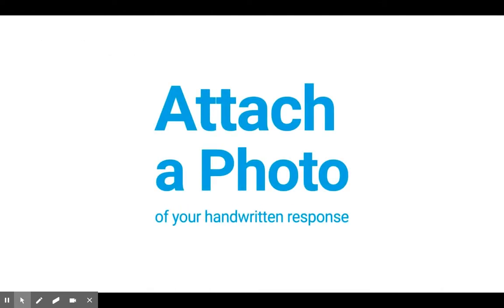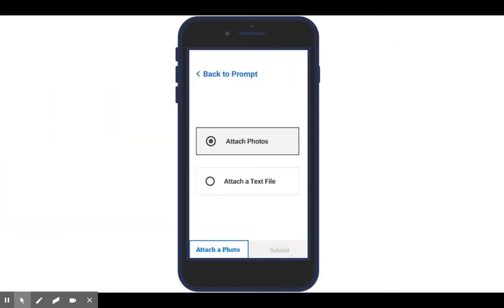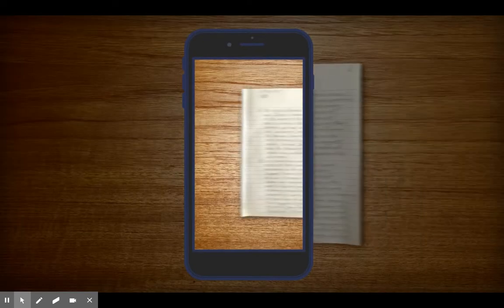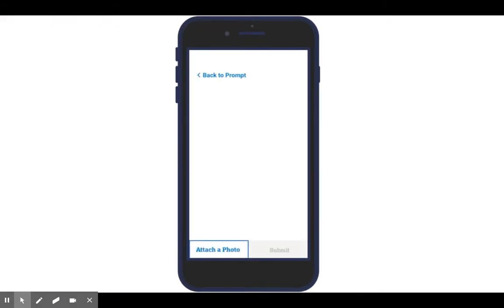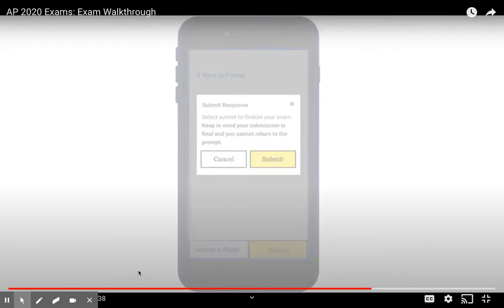If you're attaching a handwritten response, tap Attach Response. Tap Attach a Photo. Make sure it is vertical and you are in a well-lit space. Snap your photo. If your response has more than one page, make sure you attach the pages in order. Remember, once you hit Submit, you cannot go back. Okay, so that's important. If you're taking pictures, you must submit the pictures in order.